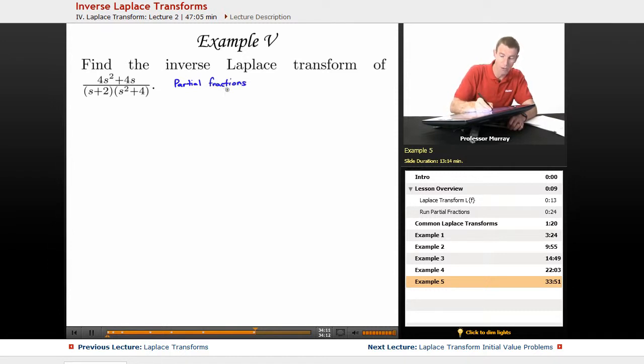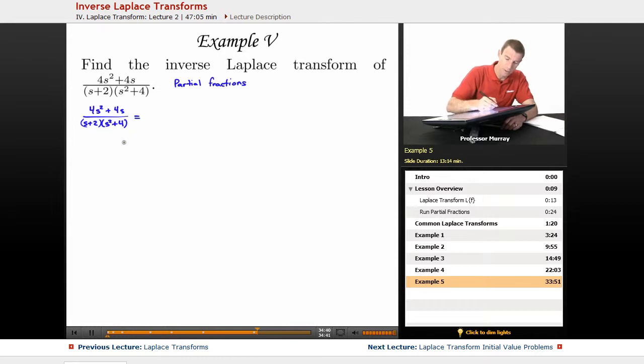So again, I'm kind of relying on you to remember the partial fractions from Calculus 2. There's a lecture on partial fractions in the Calculus 2 lectures here on Educator.com if you're still rusty on that. But remember, we want to set up our generic partial fractions expansion form, s plus 2 over s squared plus 4.